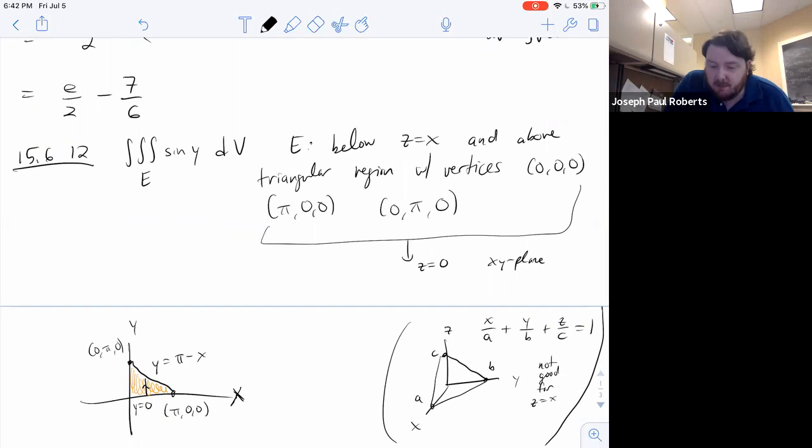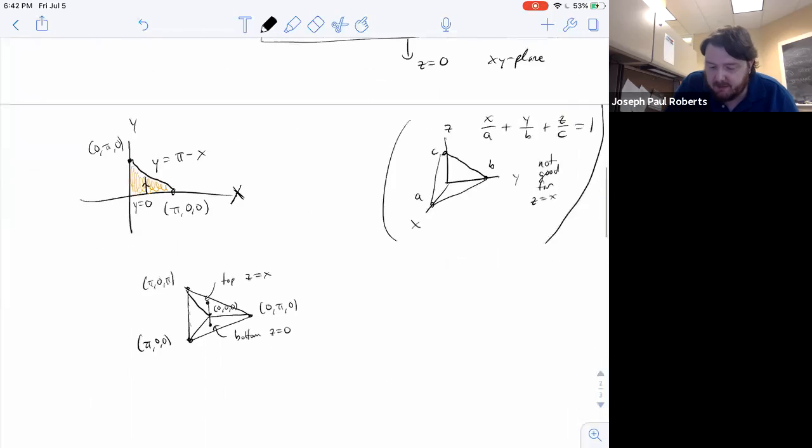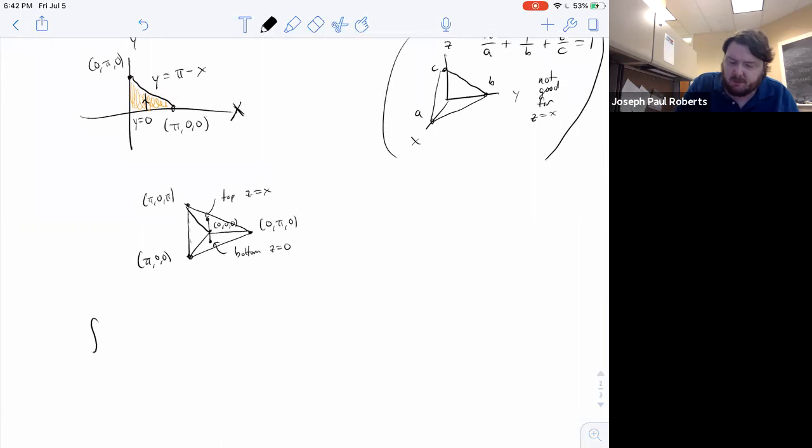But it's going to be the top surface because it says it's below that, and then it says above the triangular region. As soon as I see these 3 zeros, I know that lives in the xy plane, so that's my bottom surface. Putting it all together, my innermost z bounds are 0 to x. And of course, I have sine y dz, and then my x and y bounds are 0 to pi, 0 to pi minus x.